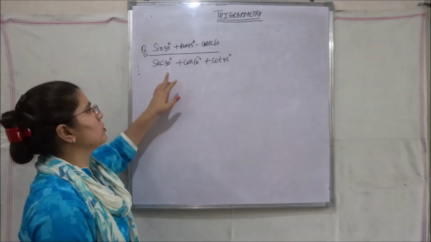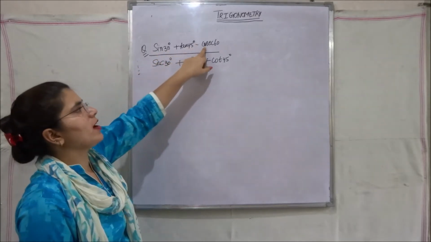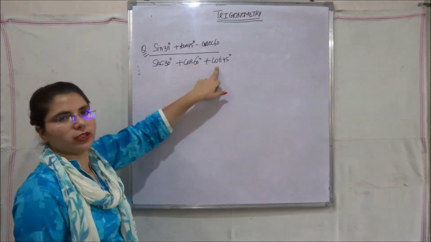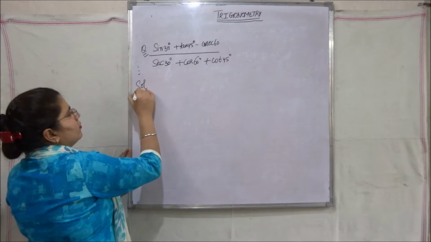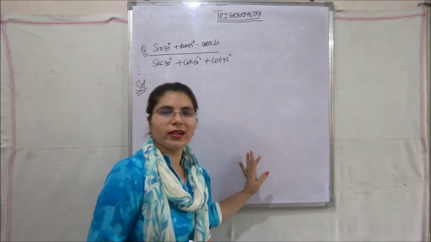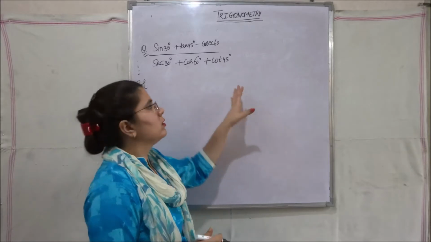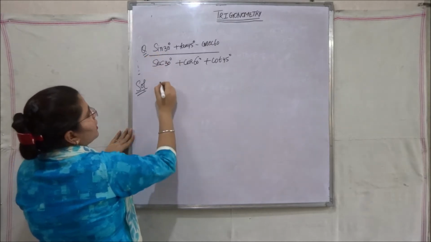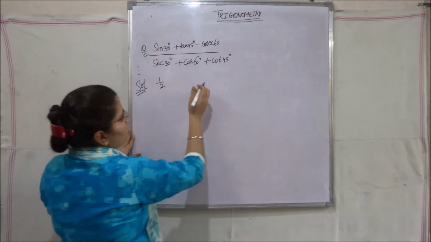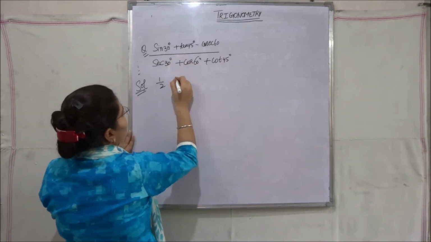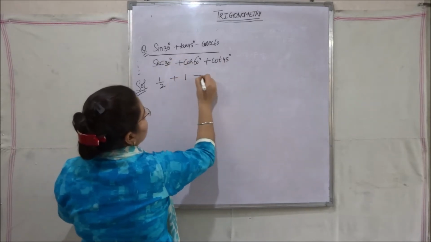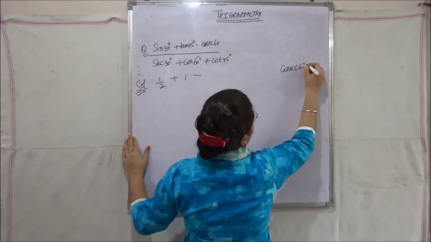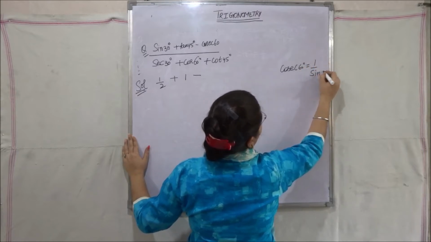Now let's do our second question. Sin 30 plus tan 45 minus cosecant 60 degrees over secant 30 plus cos 60 plus cot 45 degrees. Now students, we had already done the table, so we know the values of each trigonometric ratio. So sin 30 was 1 by 2, we are just putting these values. Sin 30 was 1 by 2, tan 45 is 1, cosecant 60 is equal to 1 upon sin 60.